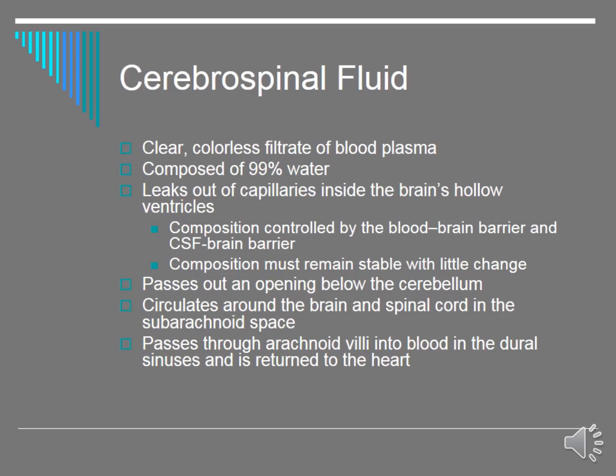Last but not least, your cerebral spinal fluid is a clear, or should be a clear, colorless filtrate of the blood plasma. It has about 99% water. It passes out an opening below the cerebellum and circulates around the brain and the spinal cord, mainly in the subarachnoid space. It passes through the arachnoid villi into the blood in that dural sinus, the dura mater sinus cavity, and is returned to the heart.